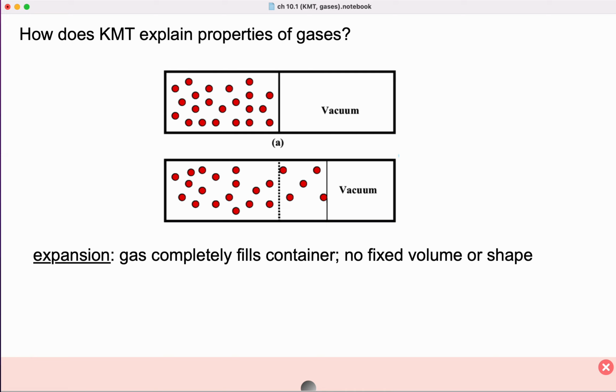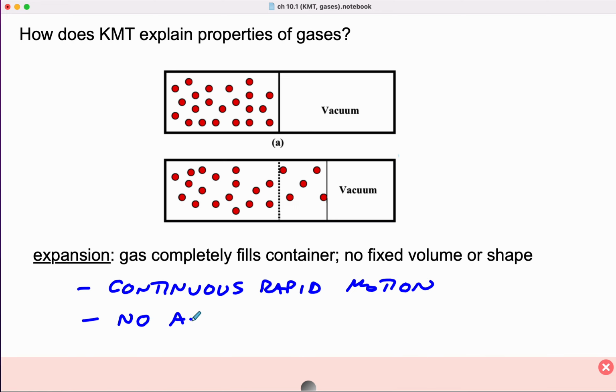So what part or parts of the kinetic molecular theory most directly explain why gases expand? Well, of course, one is because the gas particles are in continuous rapid motion. And the other part of the theory is that there are no attractive forces between the particles. Okay? If the particles are constantly moving and they're not attracted to each other, of course, they're going to spread out and the gas will fill the container.